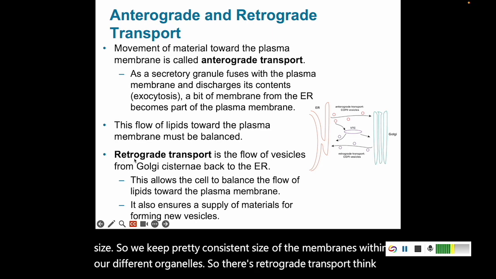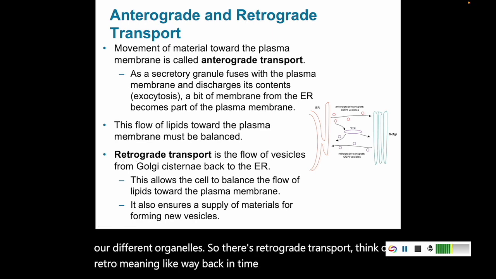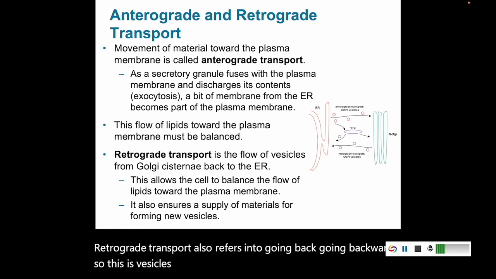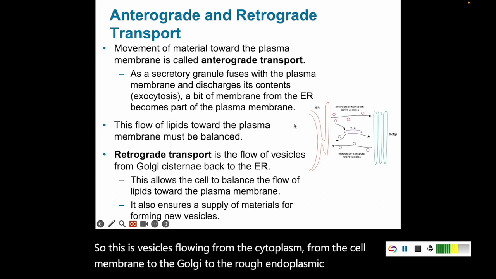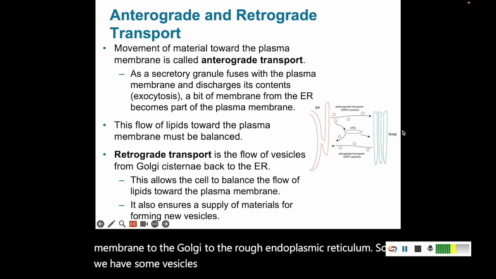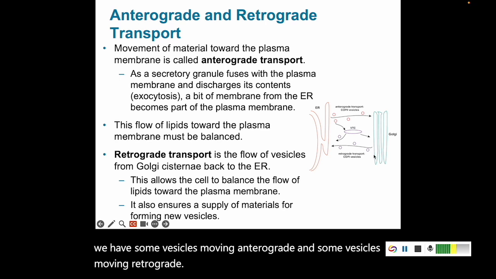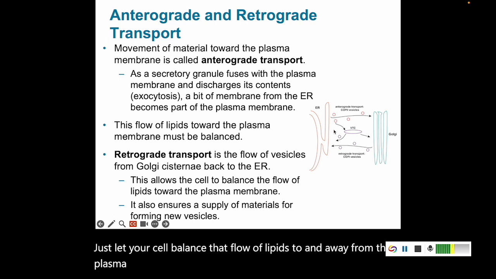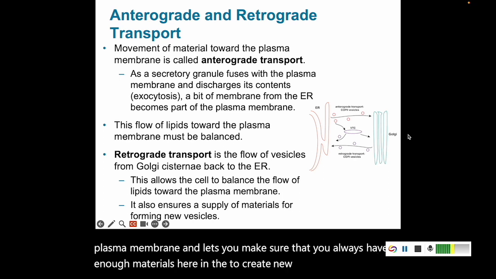Think of retro meaning like way back in time, like the 70s. Retrograde transport also refers to going backwards. So this is vesicles flowing from the cell membrane to the Golgi to the rough endoplasmic reticulum. So we have some vesicles moving anterograde and some vesicles moving retrograde. This lets your cell balance that flow of lipids to and away from the plasma membrane, and makes sure that you always have enough materials here in the ER to create new vesicles to carry materials forward again.